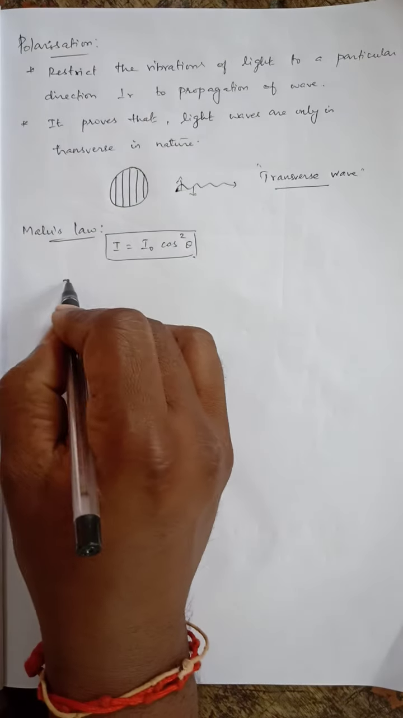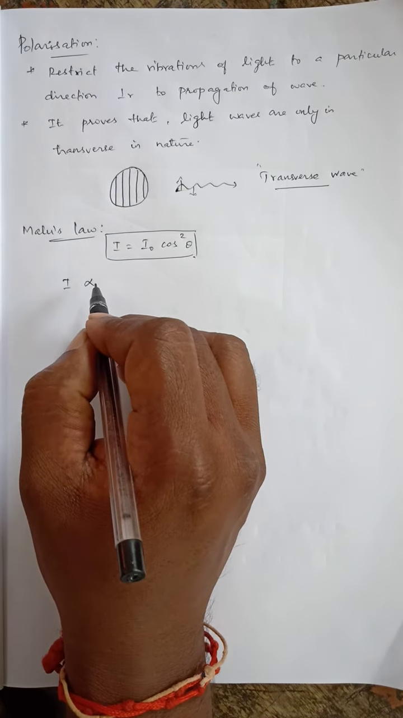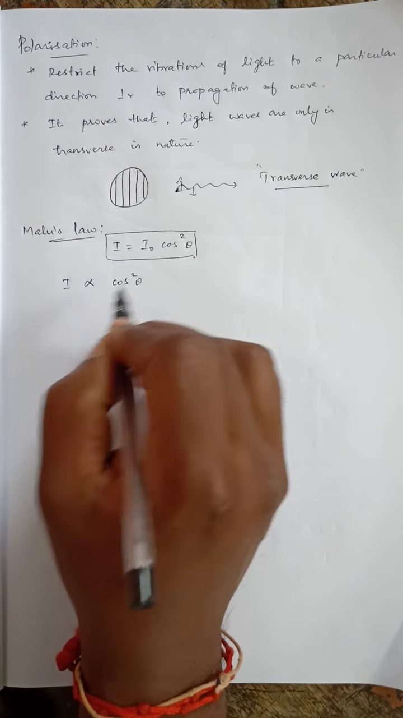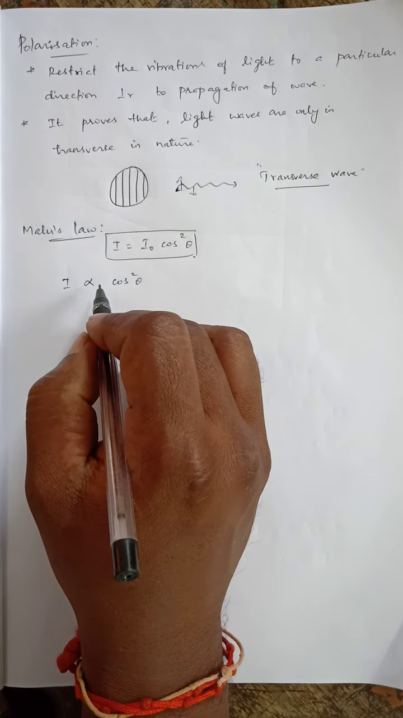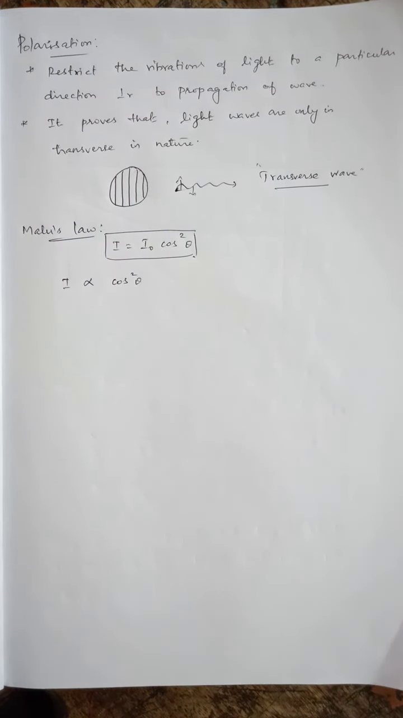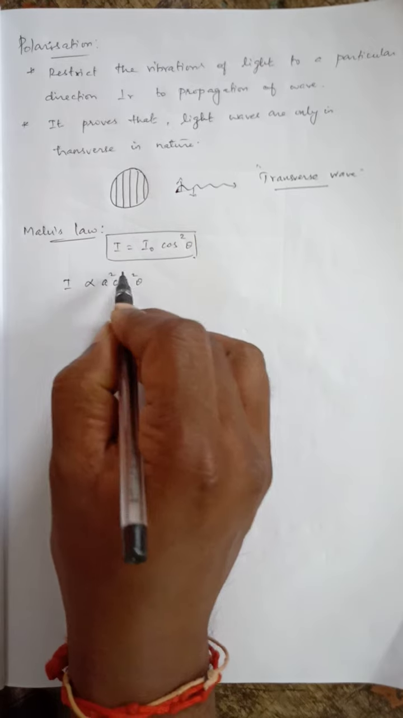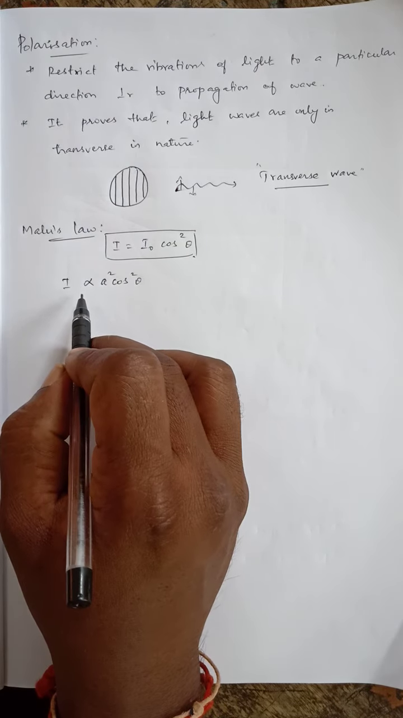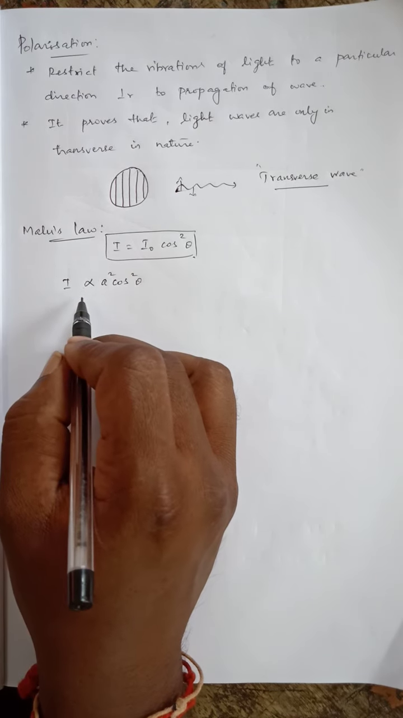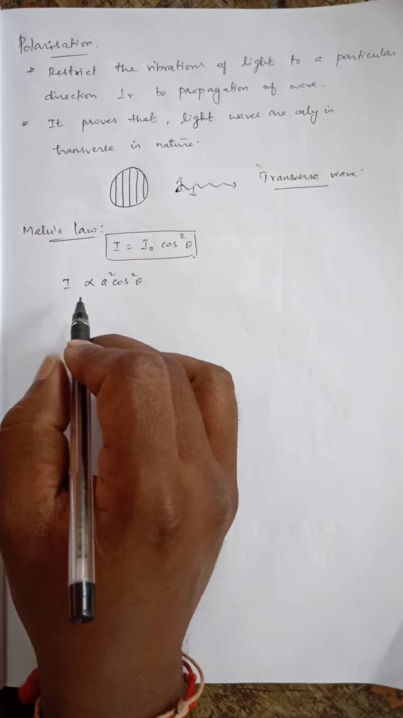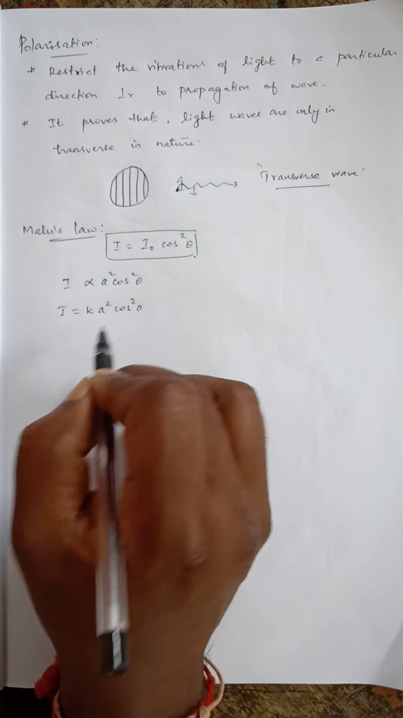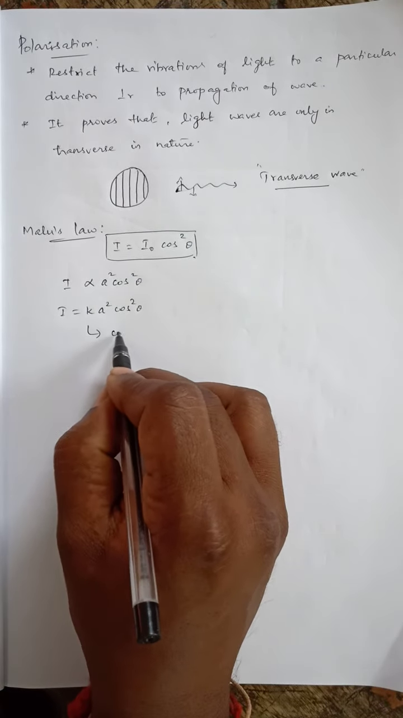So how can you prove this? It means the intensity of light is directly proportional to the cosine square, that is cos square theta. With the value of A as the amplitude, put A square also. So I is directly proportional to A square cos square theta, where A is called the amplitude of the wave. To put equal, you have to multiply by a constant. So I is equal to k A square into cos square theta, where k is called the constant of proportionality.